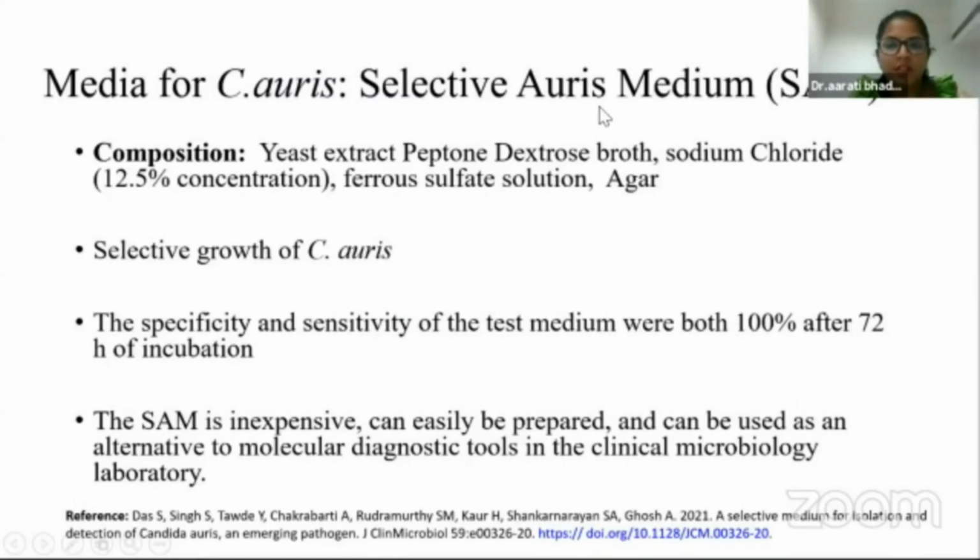The medium composition is yeast extract, peptone, dextrose broth, sodium chloride in the concentration of 12.5%, ferrous sulfate solution, and agar. So it selectively grows only Candida auris colonies. The specificity and sensitivity of the test medium were both 100% after 72 hours of incubation. This selective auris medium is inexpensive, can easily be prepared, and can be used as an alternative to molecular diagnostic tools in the clinical microbiology laboratory.